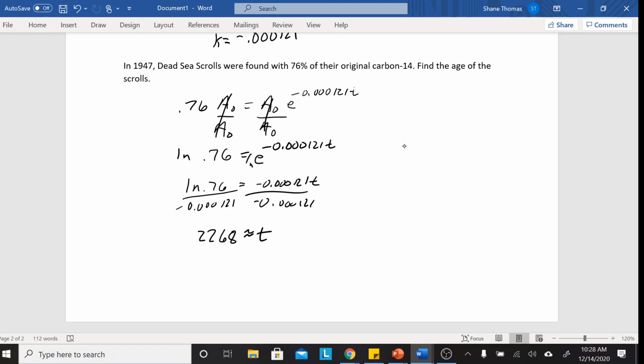They found this in 1947, right? That's 73 years ago, going off of 2020. So I would take 2268 plus 73, which is 2341. According to that, it would be 2,341 years old, which would be about 320 BC. All right. Questions?